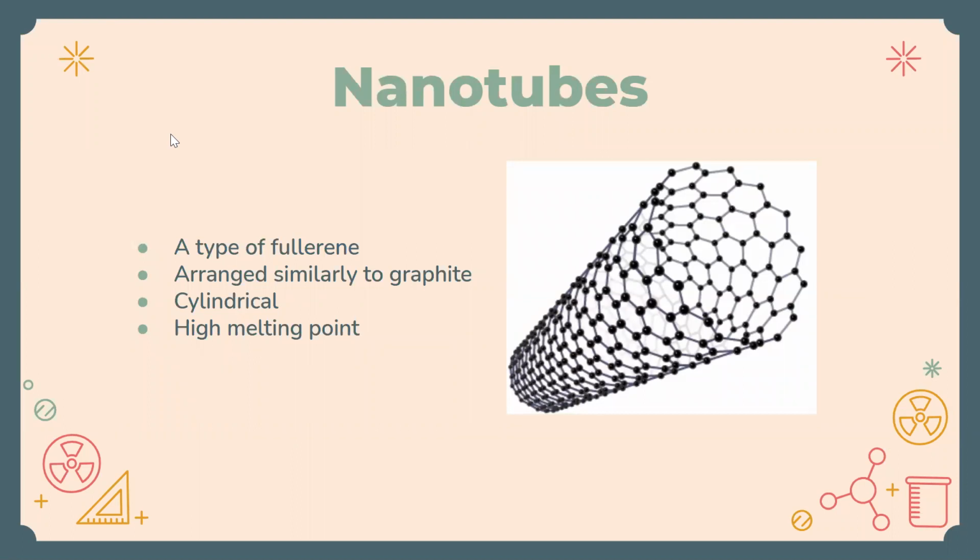Carbon nanotubes have a very similar structure to graphene, just in a cylinder as opposed to flat, so it can conduct electricity due to having a sea of delocalized electrons available to carry the charge. They also have a high melting point due to the strong covalent bonds.